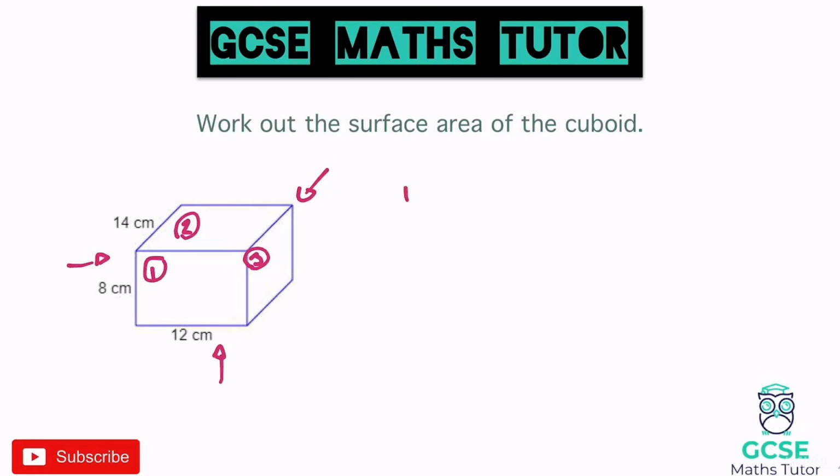So I'm going to do this in steps. I'm going to do the face number 1, which over here is 8 times 12. So 8 times 12 is 96 centimetres squared.